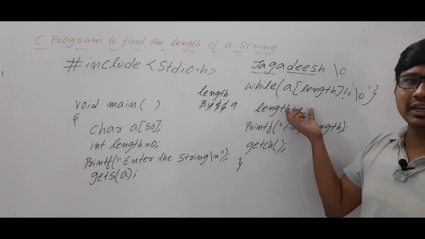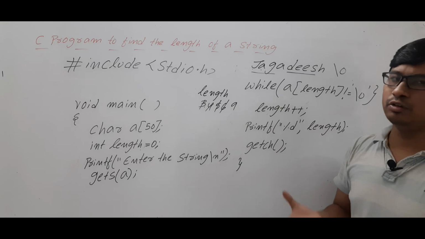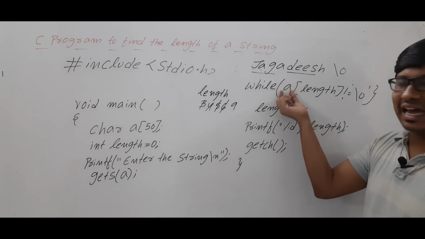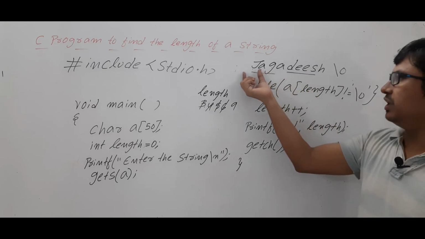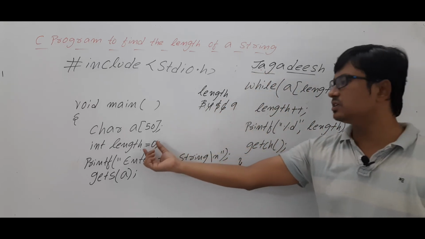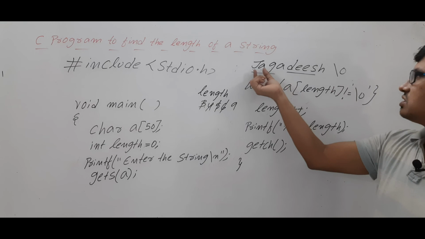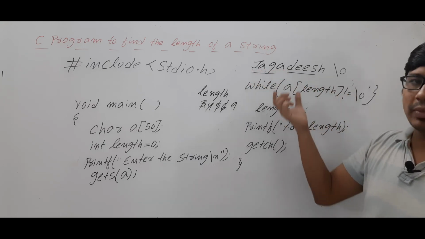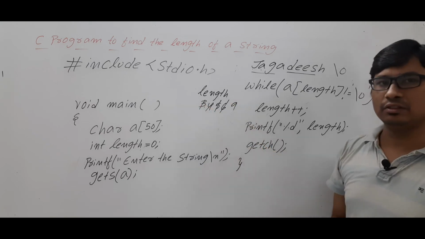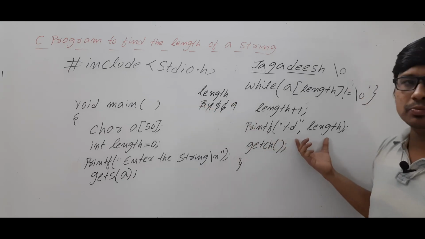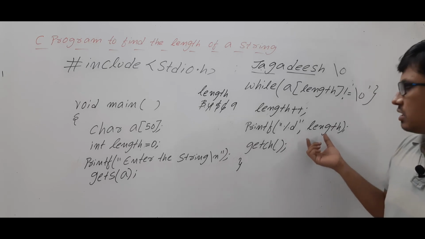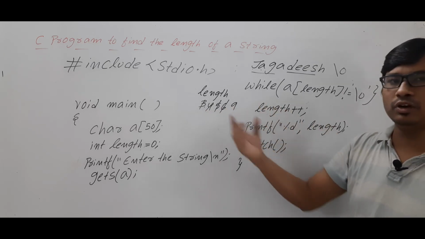Only you have to take a loop. Either you can take the for loop or you can take the while loop. You check the condition, the name of the array, and take a variable called length. You initialize it to 0 and you need to check each character. If it is backslash 0, you will stop. If it is not backslash 0, you will increment the length variable. And finally, you will display the variable length. So it will give you the output, the value that is in the variable called length.